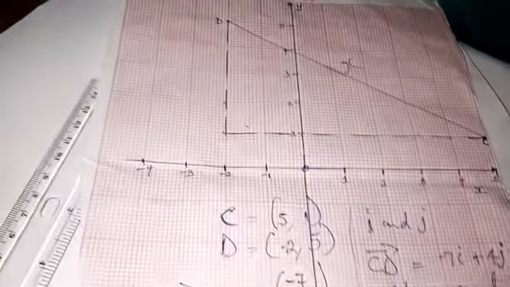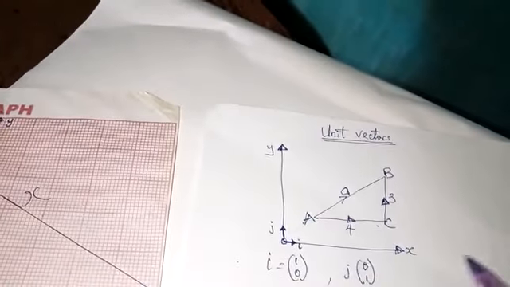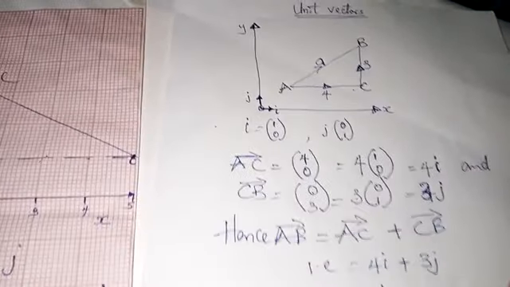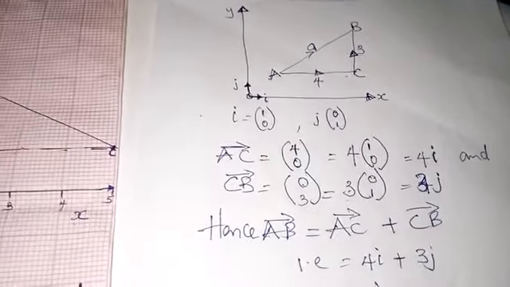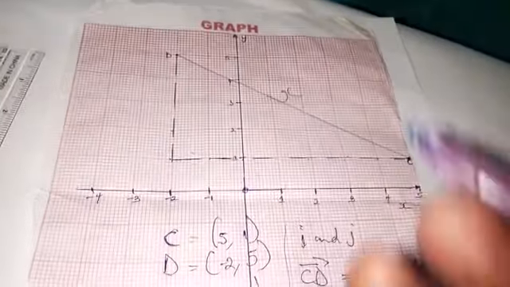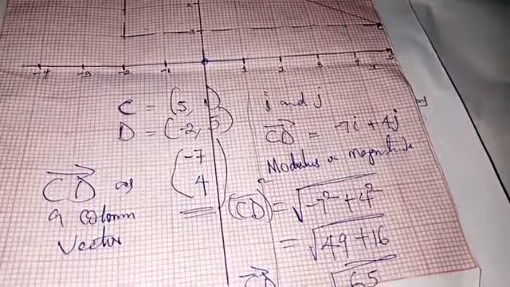So today we have talked about how, if you are given your vector, you can represent it as a column vector, and hence you can represent it in the form of i and j. And likewise, if you are given a graph, from the graph you can interpret it, get your column vector, and get your magnitude.